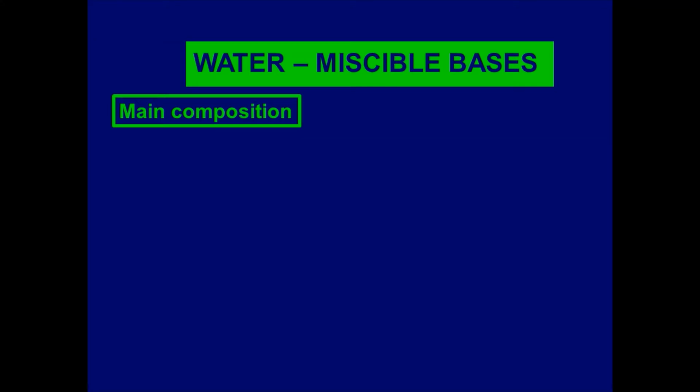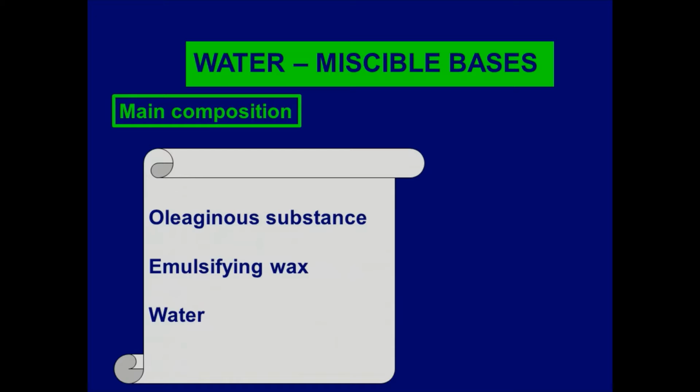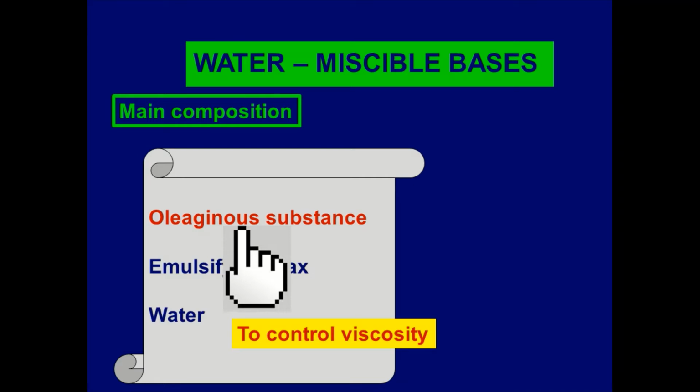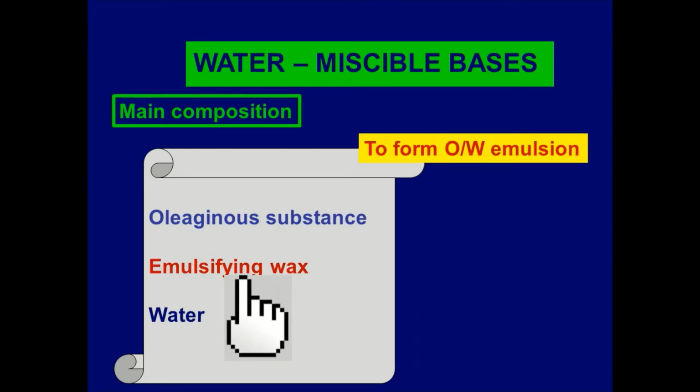The main composition of water-miscible bases, of course, you will find oleaginous substance. This oleaginous substance serves to control viscosity. Then you will find an emulsifying wax. And as we said before, emulsifying wax produces oil in water emulsion. And then you find water.